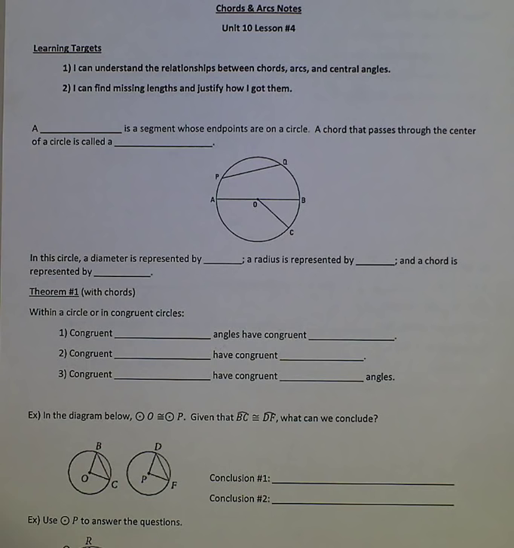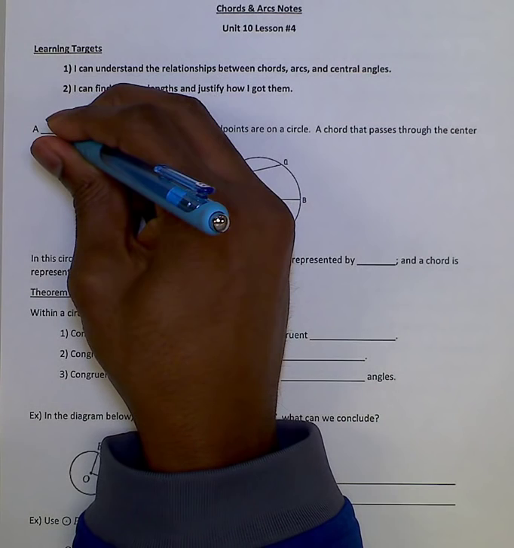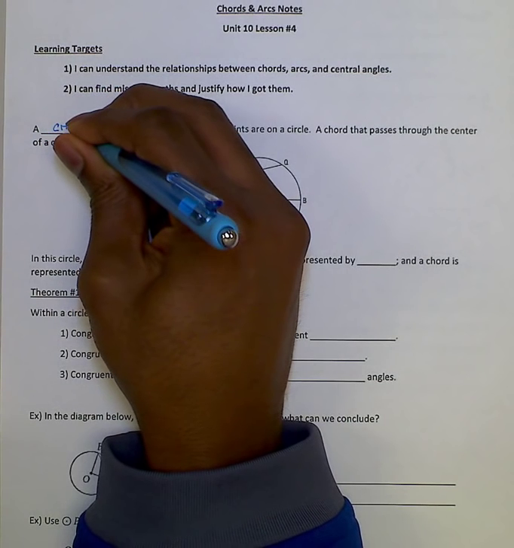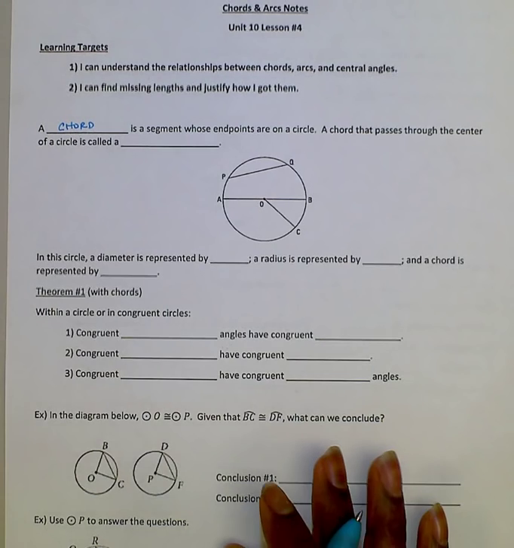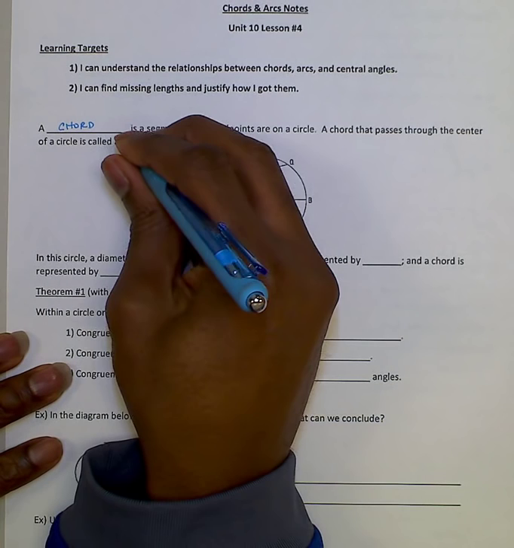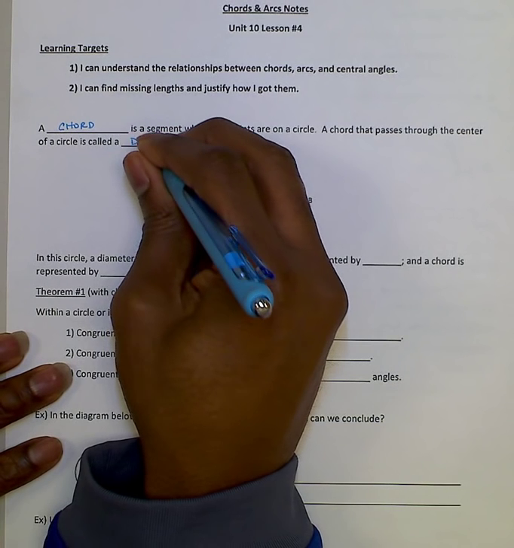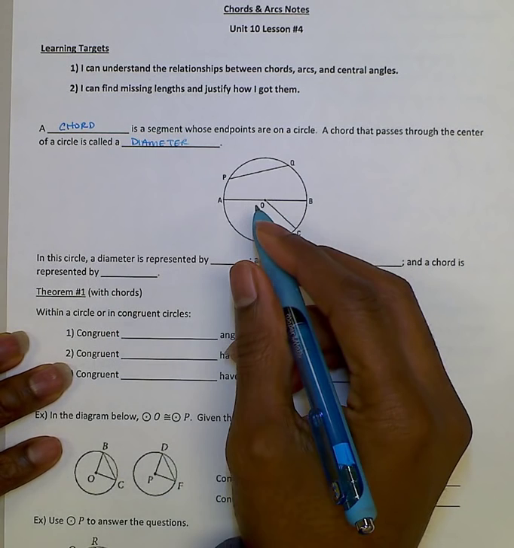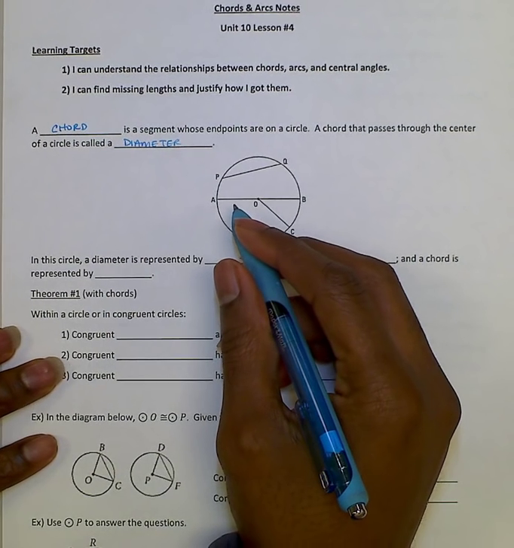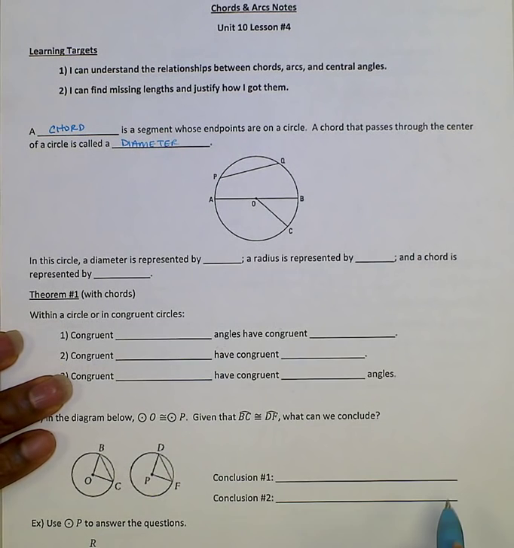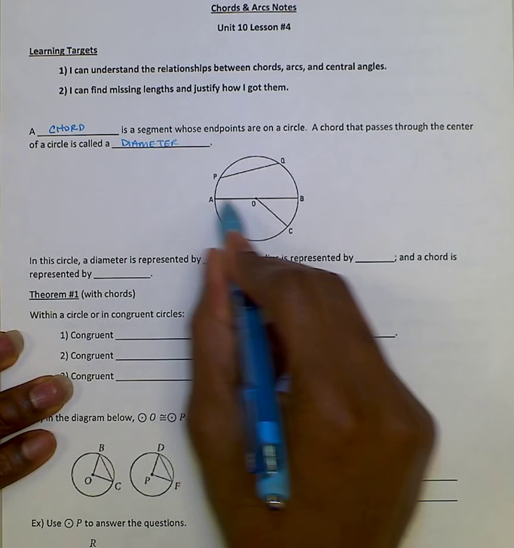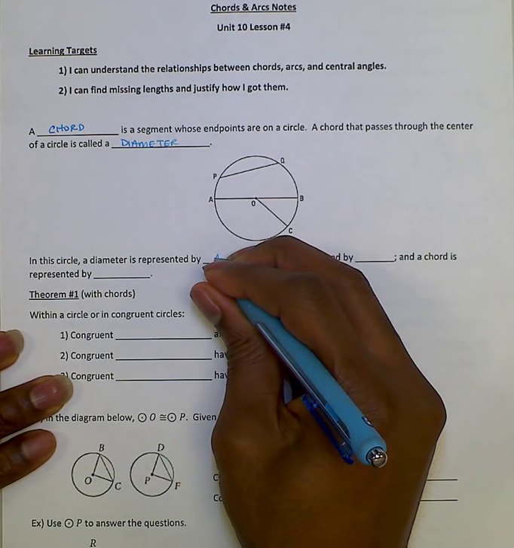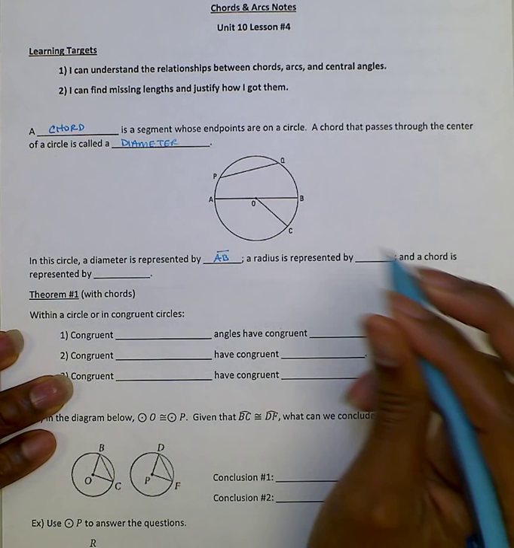Okay? A chord is a segment whose endpoints are on the circle. And a chord that passes through the center of the circle is called a diameter. So we've dealt with chords before. Not a new concept. Now we're just dealing with different chords. In this circle, a diameter is represented by AB. Endpoints on the circle, goes through the center, which is O.